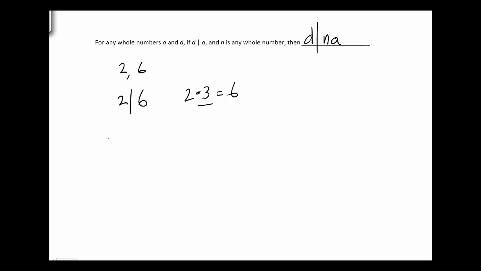Now we need any number n, so let's do n equals 3. So what this rule says is that I can take 2 and it divides evenly into 6 times 3. Now we know that's the same as 18, but because 2 divides into 6, I also know that 2 divides into 18, because 18 is simply a multiple of something that 2 divided into earlier.